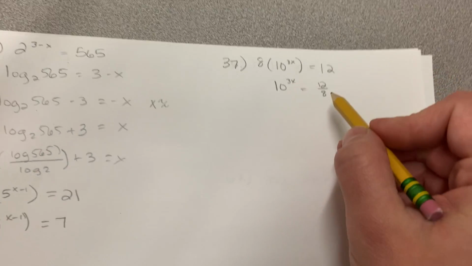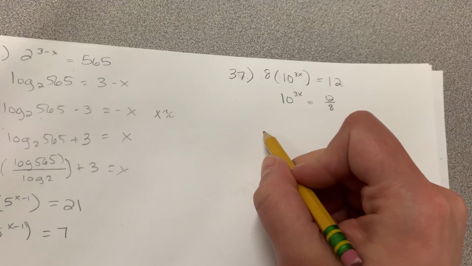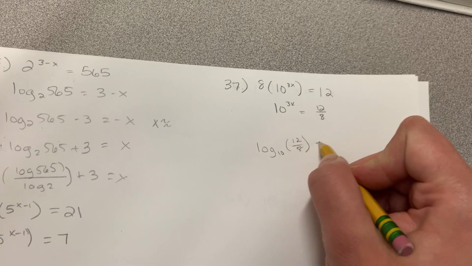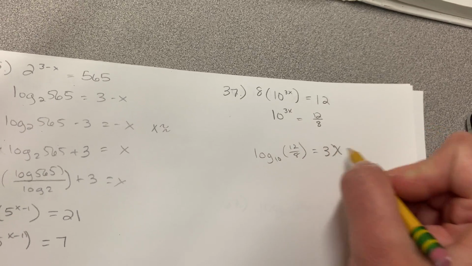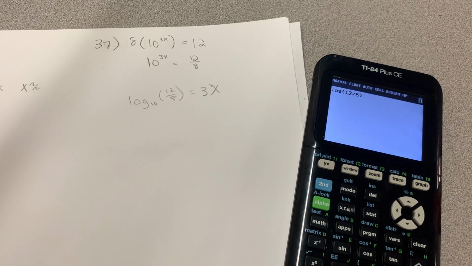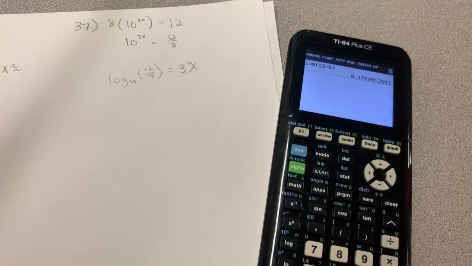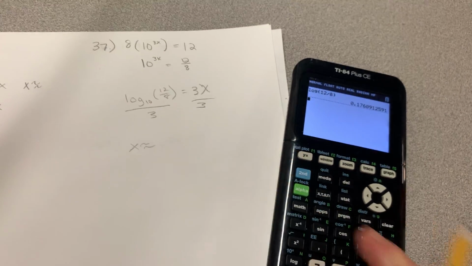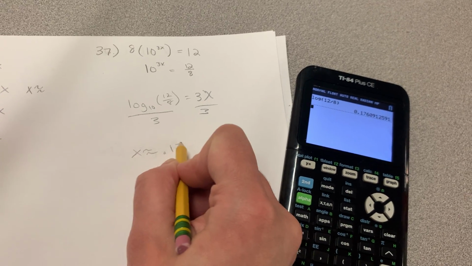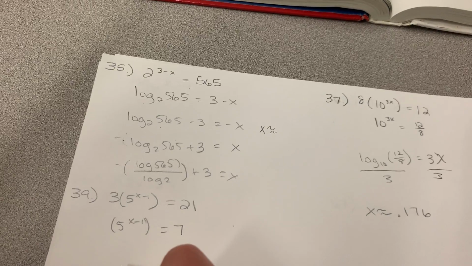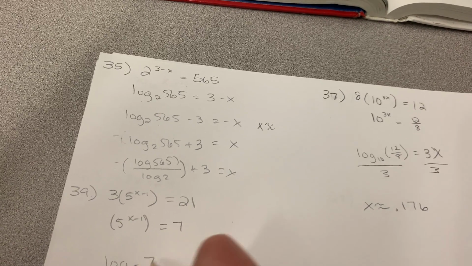All right, here we divided by 8. This form does not help you. Ooh, log 10, we like that. So log 10, 12 over 8. And then we're going to divide that by 3. X is approximately 0.176. All right, and here, this does not help you. Log form will.